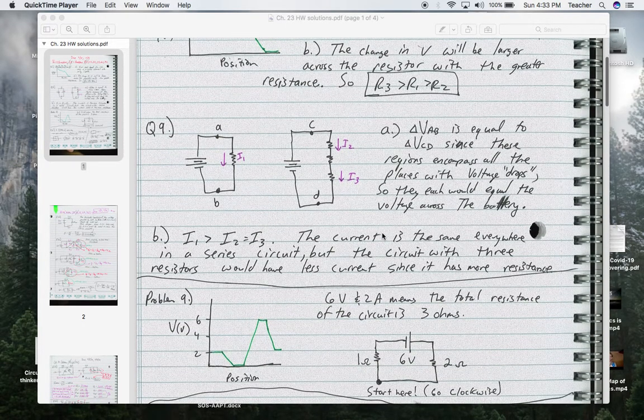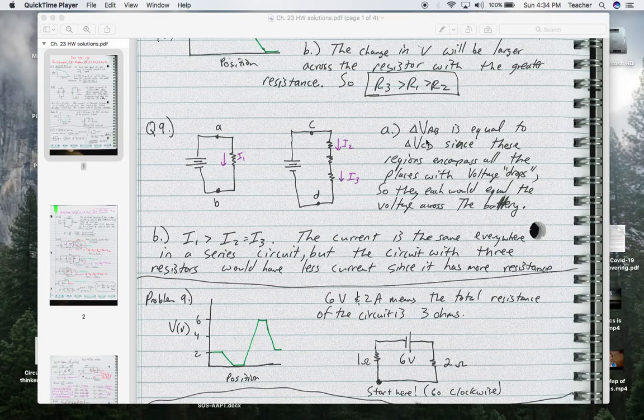For question 9, it's asking you to figure out how the potential difference from A to B compares to the potential difference from C to D. And it told you that these were the same batteries, and each resistor was identical. So there's 3 resistors in this circuit, 1 resistor in this circuit. So the potential difference across AB and CD has got to be the same, since those regions encompass all the places with voltage drops or resistance.